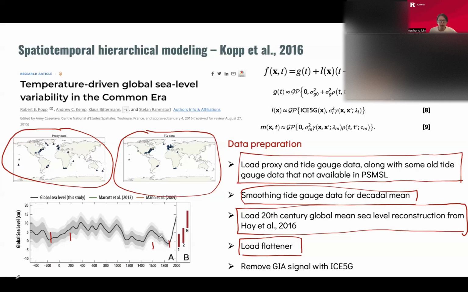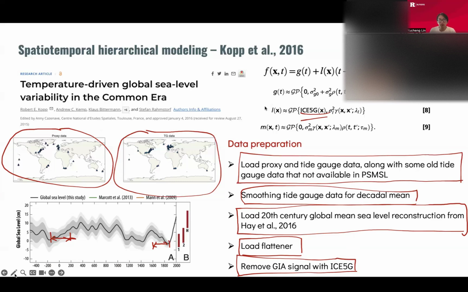In this case, it provides a baseline of sea level change, because he assumed there is not much sea level change between these two time periods, as there is not much anthropogenic forcing on the climate back then. And he used the ICE-5G model to remove the GIA signal. So basically he used the ICE-5G model as a mean function in the GP model, as we did before.